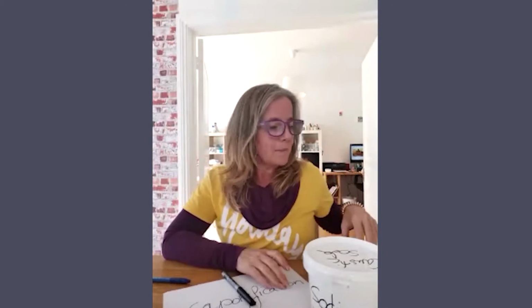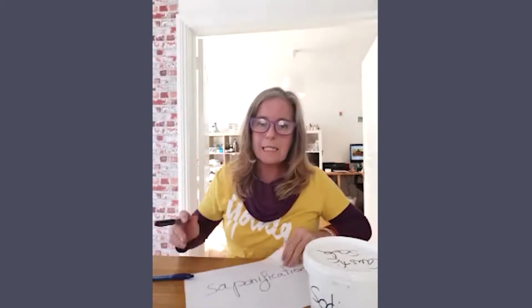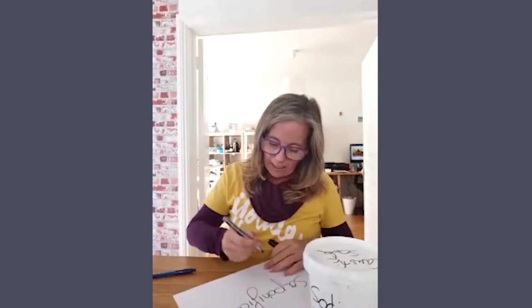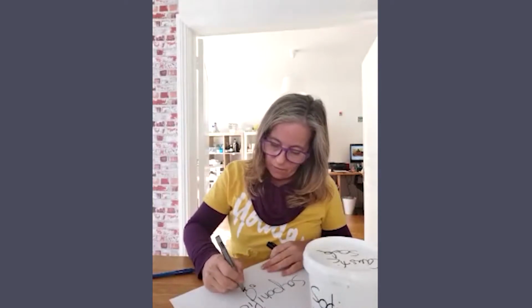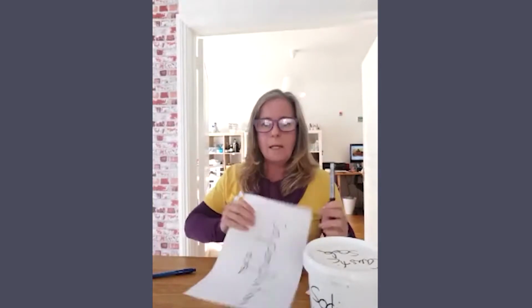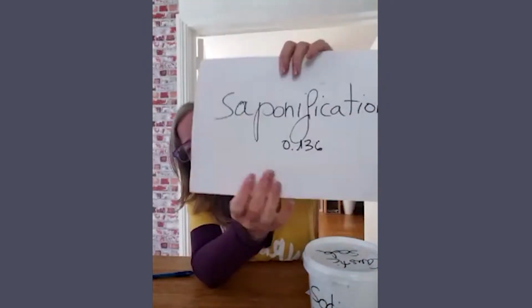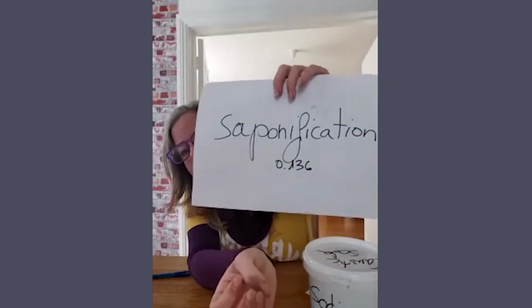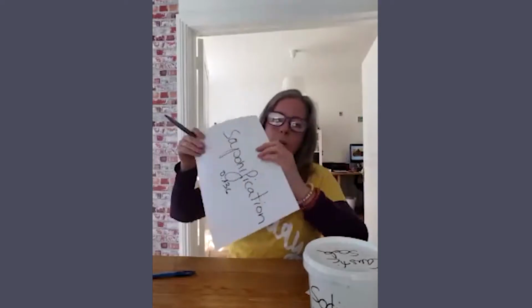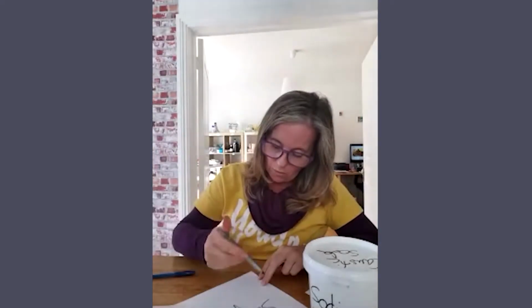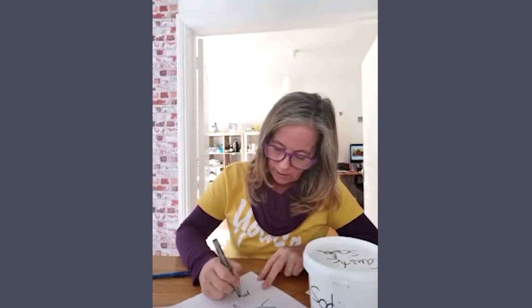Very important that you put sodium hydroxide, otherwise it will give you a different saponification value, because you are using this type of lye. Okay? So it will tell you that the saponification value of olive oil is this funny number here, 0.136. So what you need to do is multiply. Don't worry, I'm going to show you on the screen.